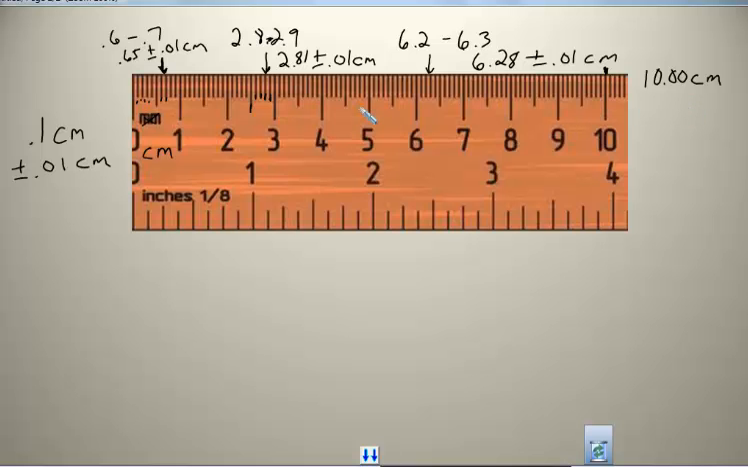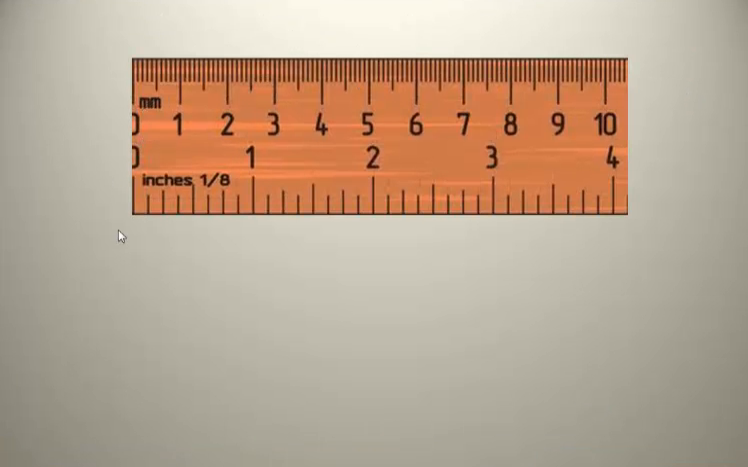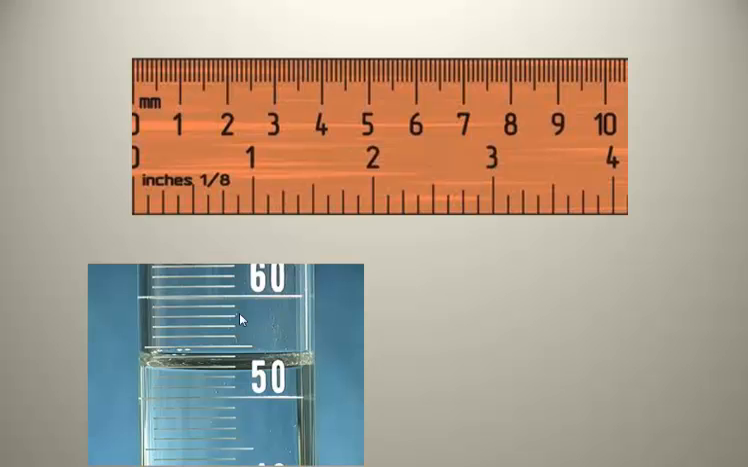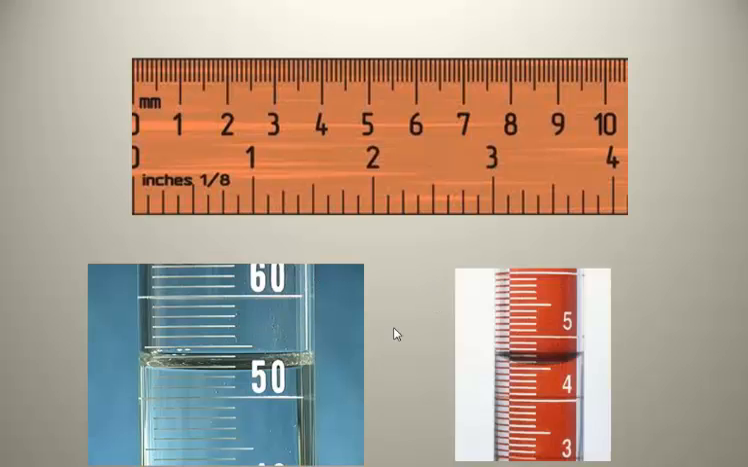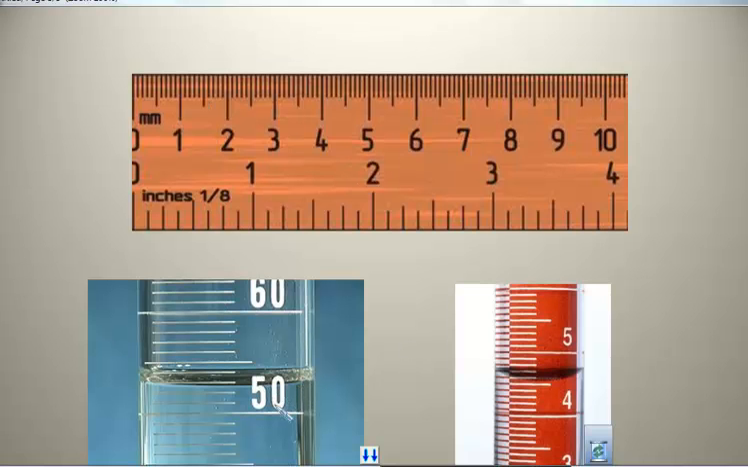All right, let's try another one. If we look at a graduated cylinder, we have two different graduated cylinders here. If you notice, the graduations here are 51, 52, 53, 54. It's full number milliliters. So my interval here is 1 milliliter.